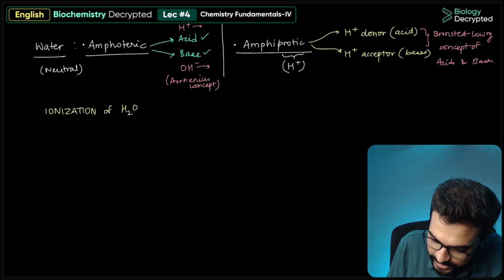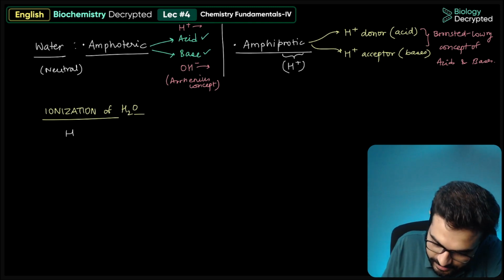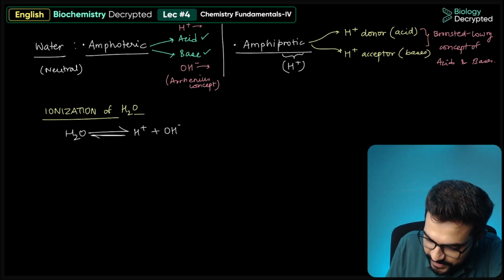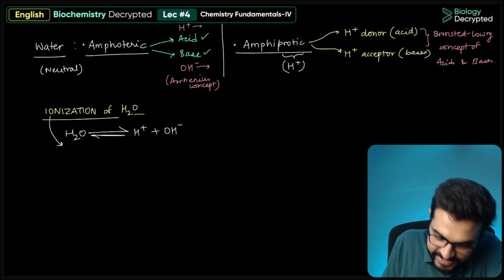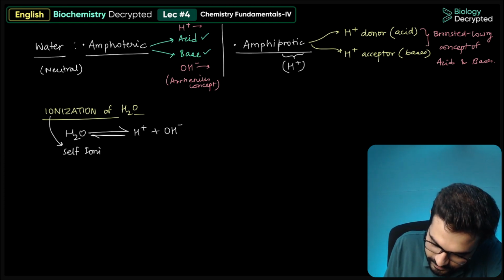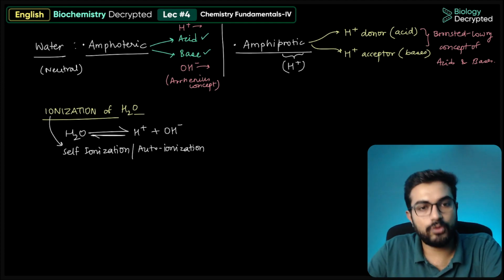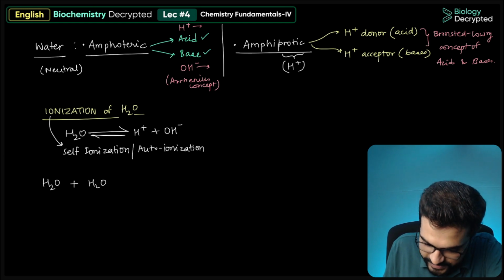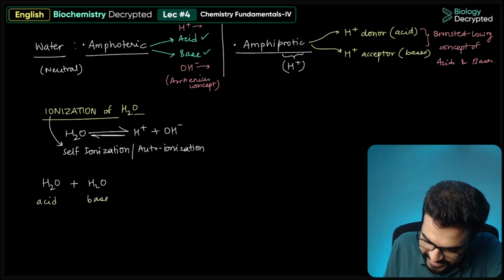So now we'll be talking about ionization of water. Water, as you can see, H2O, can actually split into H plus and OH minus ions. And water has a unique property of self-ionization, or you can call this auto-ionization. So water can undergo self-ionization or auto-ionization, and if you see here, there are two water molecules which are reacting. Here, one water molecule is acting as an acid, the other one is acting as a base.